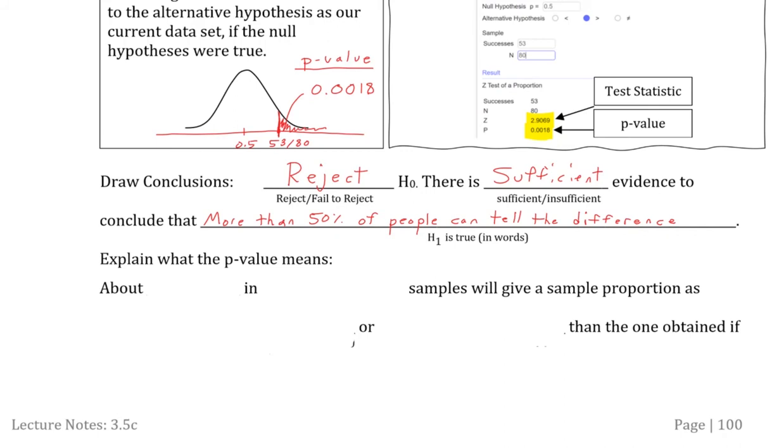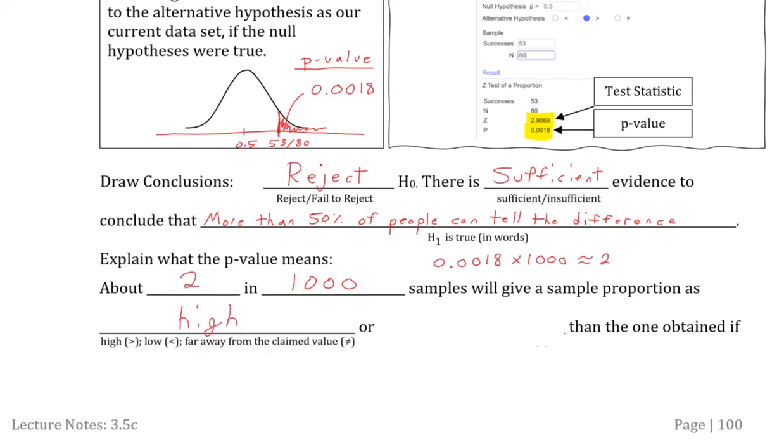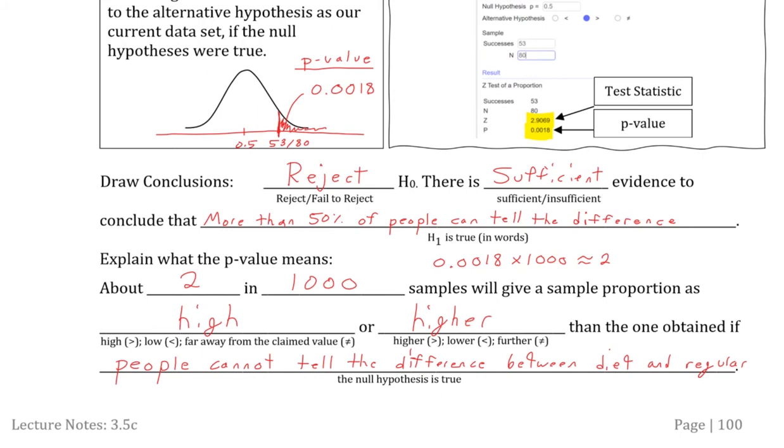As for what the p-value means, we would say that about 2 in every 1,000 samples. I'm getting that value from taking our p-value 0.0018, multiplying that by 1,000 to get about 2. So about 2 in every 1,000 samples will give a sample proportion as high or higher than the one obtained if people cannot tell the difference between diet and regular.